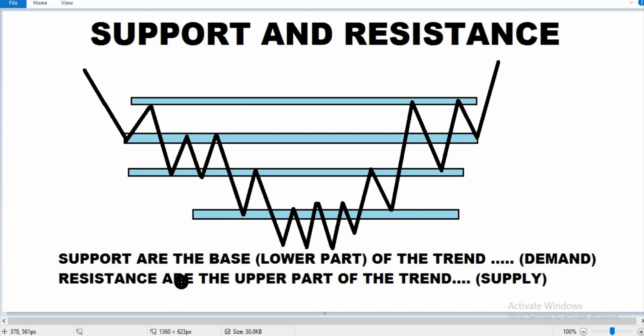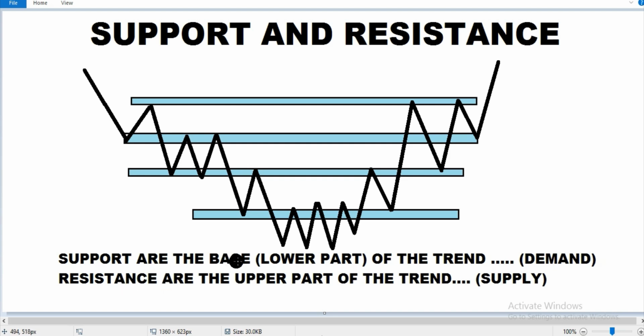There's a little writing I did at the lower part of my screen here. Support are the base, the lower part of the trend. They are also called the demand. While resistance are the upper part of the trend, they are also called the supply. I'll come again.